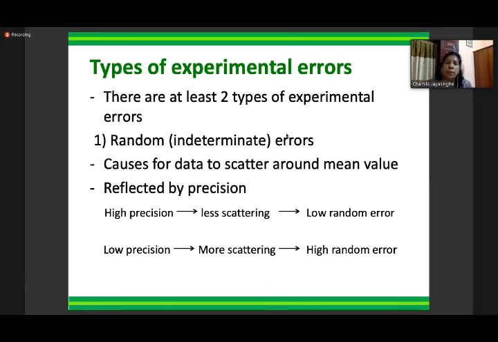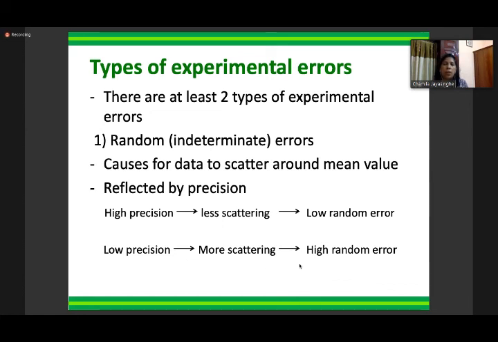So we call it a random error. So it's reflected by precision. High precision, less scattering, low random error. Low precision, more scattering, high random error. So that is very easy, you can understand. So the high precision, less scattering, low random error. Low precision, more scattering, high random error.